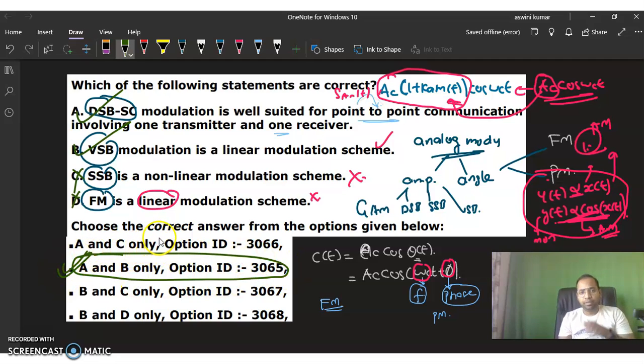So I hope all of you understood how we are going to differentiate the linear and the non-linear modulations. All the angle modulations, means frequency modulations and phase modulations, come under the non-linear, and all the amplitude modulated schemes come under the linear modulation schemes. Got it? Let's go to the next question.